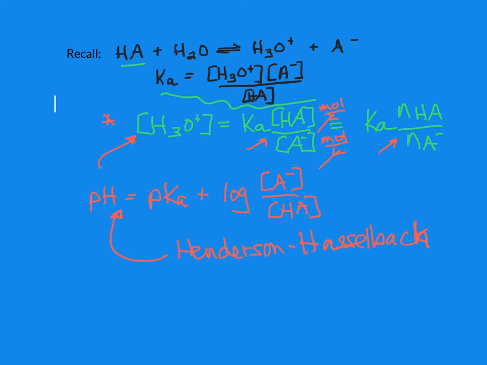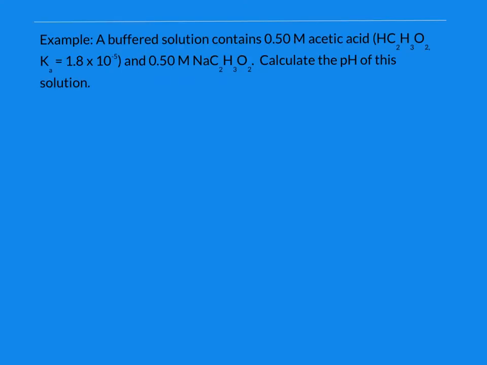So let's look at a couple of questions here. I have an example. A buffered solution contains 0.5 molar acetic acid. So there's my weak acid. And 0.5 molar sodium acetate. So that's my weak base. So when I have a weak acid and its conjugate weak base, I have a buffer.